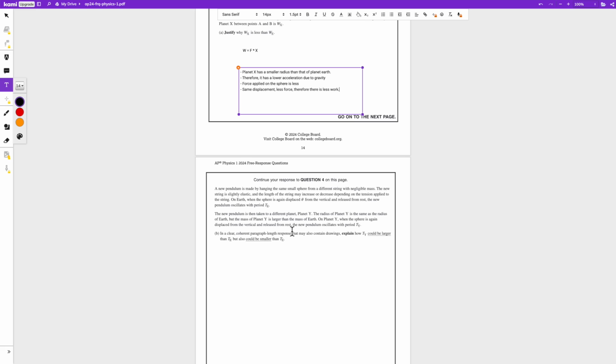Now, this is the paragraph response thing. For each AP physics test, there's one paragraph response. So explain how TY could be larger or smaller than TE.